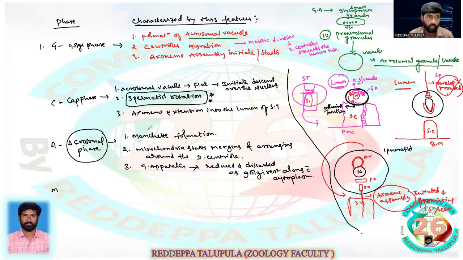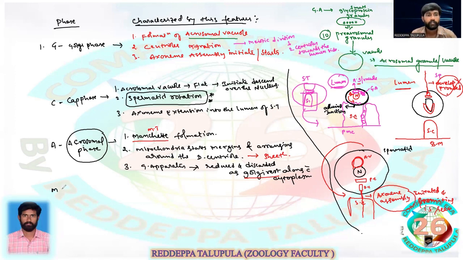These three are the key events that happen in the acrosomal phase. Manchette formation means microtubule formation. Microtubule assembly is started in this phase. The mitochondria start merging and arranging around the distal centriole, and in future, during the formation of the neck, they form the sheath. The Golgi apparatus is discarded as Golgi rest along with the cytoplasm. These three are the key events of the acrosomal phase.